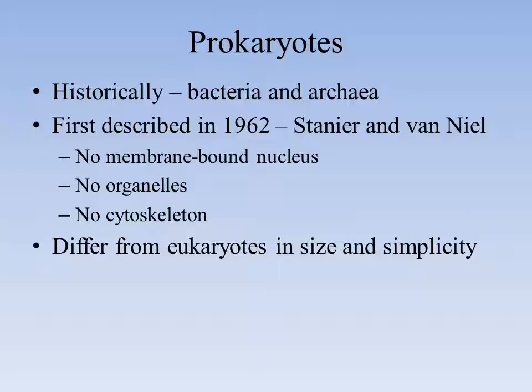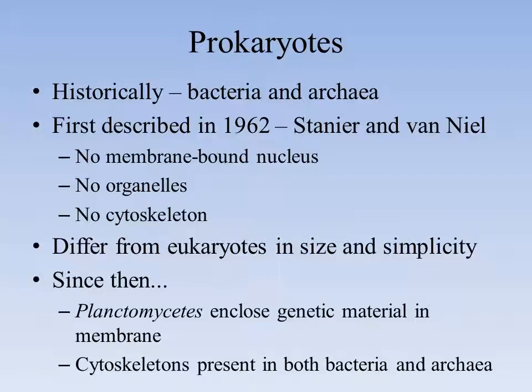So even though we have this classification initially, since 1962, we've now found that planctomycetes, which is a prokaryote bacteria, actually does enclose its genetic material in a membrane. So now we have an example of a prokaryote that does have something similar to a membrane-bound nucleus. And we've also discovered cytoskeletons present in both bacteria and archaea. So it's not really quite cut and dry what is a prokaryote anymore. This has led to what's known as the prokaryotic controversy, where we're not really sure what we describe as a prokaryote. But anyways, we'll still go on and talk more about prokaryote structure based on the general rule, which is these three characteristics described by Stanier and Van Niel.